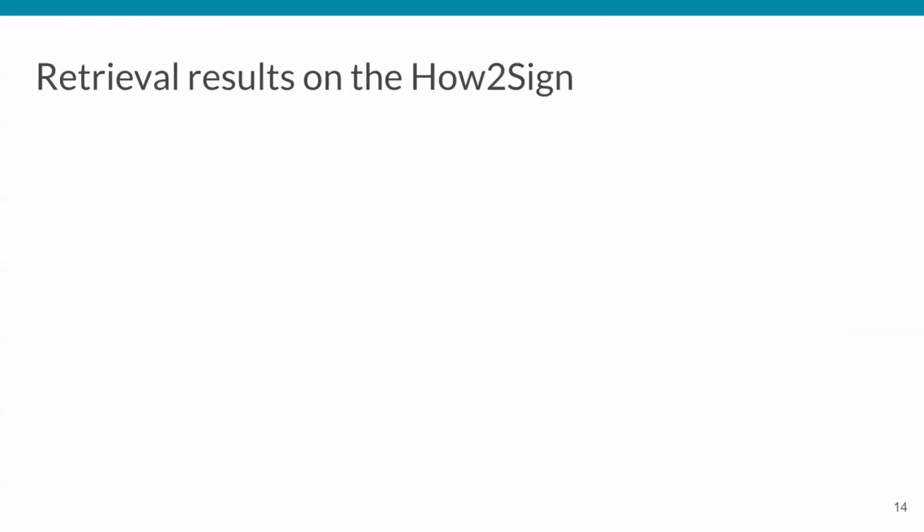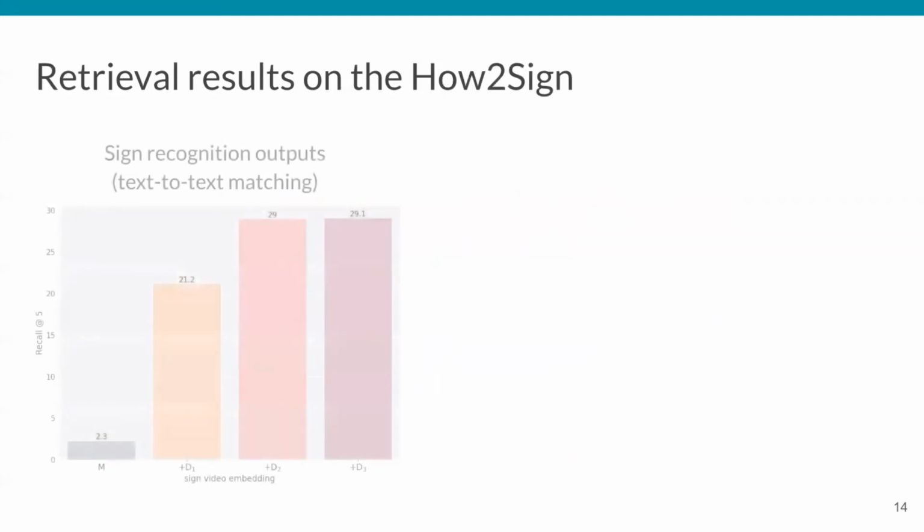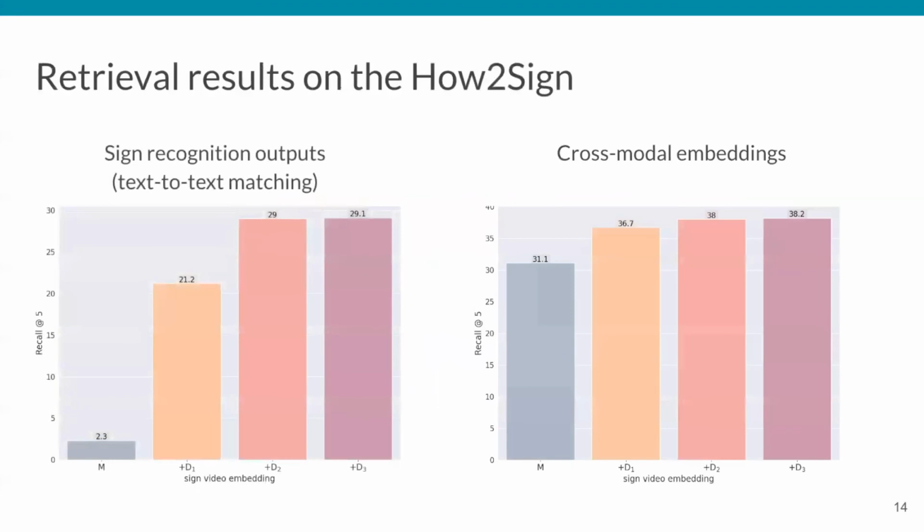Now let's take a look at the retrieval results we obtain by using different sign video embeddings. We compute the recall at K metric, in this case K being 5. We present on the left the results when using the output of the sign recognition model, in which we use text-to-text matching. And on the right, the learned cross-modal embedding, which performs better than the text-based models.